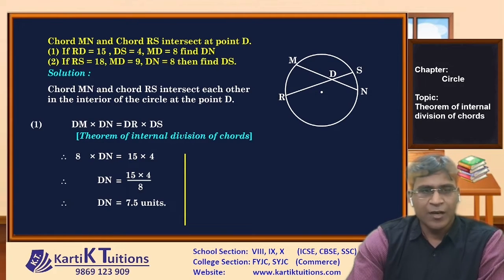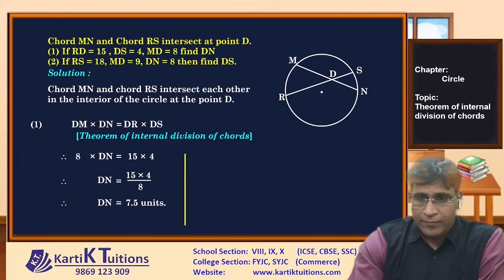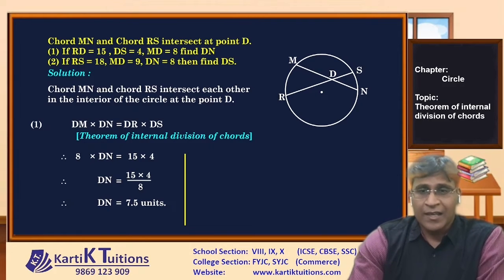Now let's start with the second part. If RS is 18, MD is 9, DN is 8, find DS. This is a little different, sir. How? Look, this time the total length of chord RS is given. They have not given us RD, and DS we have to find, but they have not given us RD either.